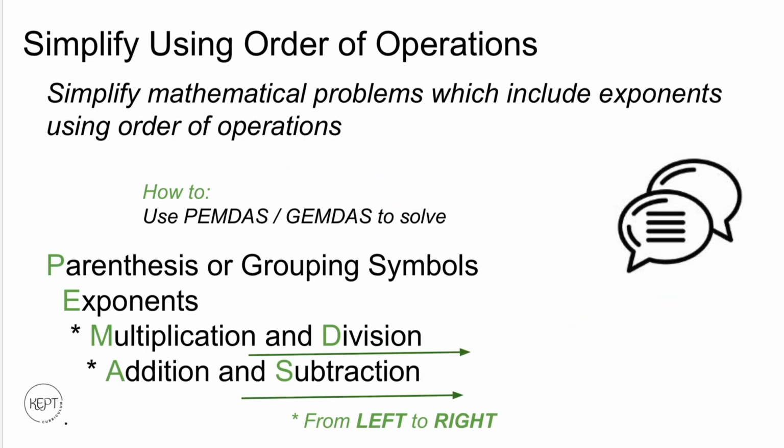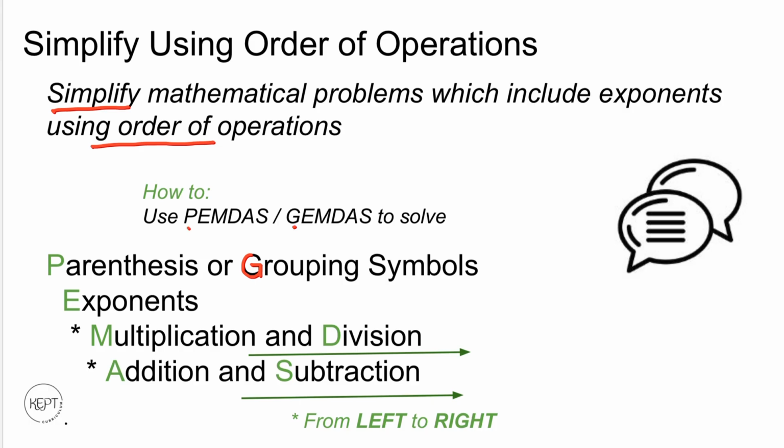Simplifying using order of operations. Let's simplify some mathematical problems which include exponents that we just learned how to use with our order of operations. So remember that we're going to use PEMDAS or GEMDAS to solve, and our P or G, in this case as well, represents the parentheses or grouping symbols. That's the first thing that we solve for.